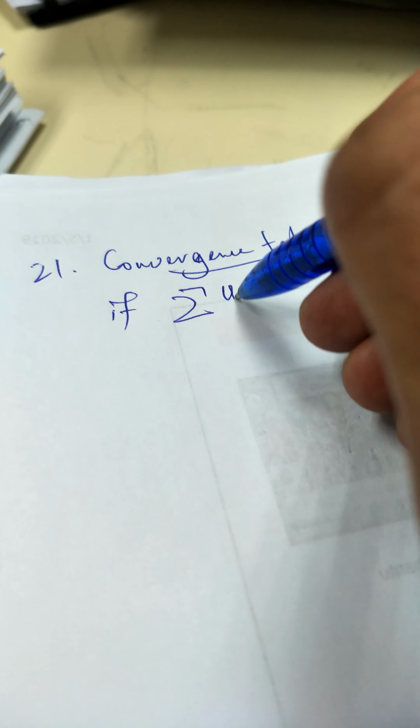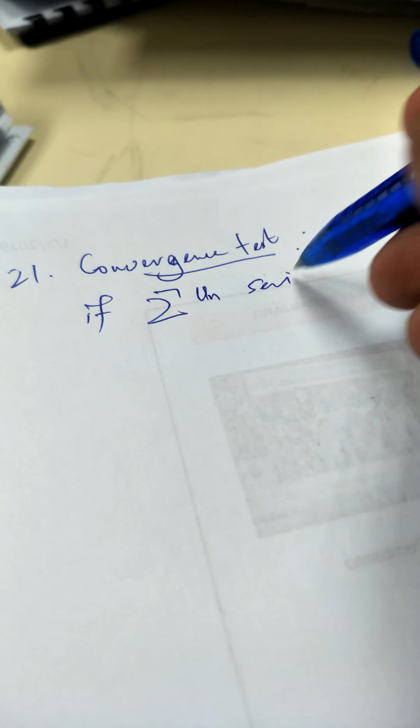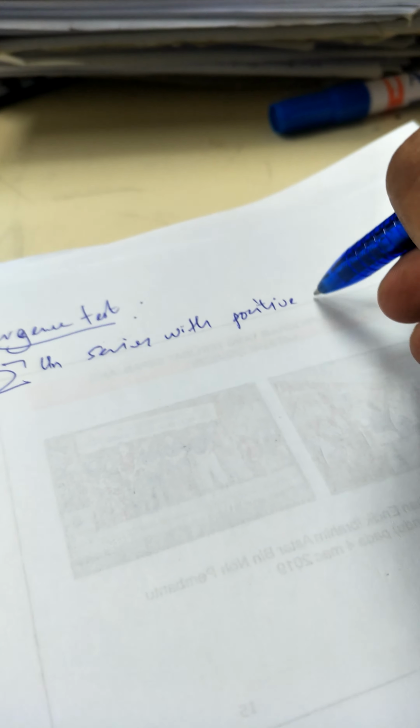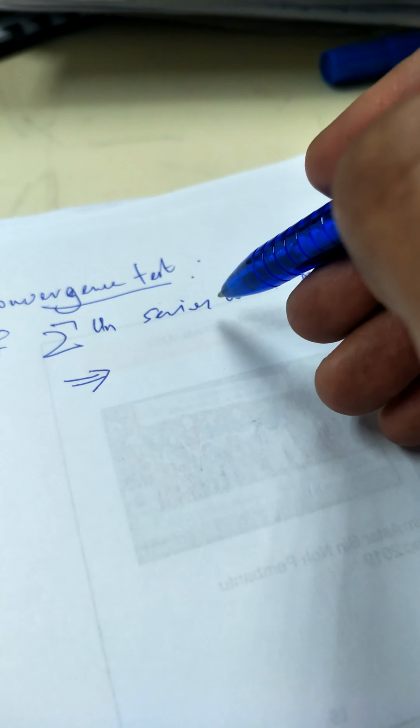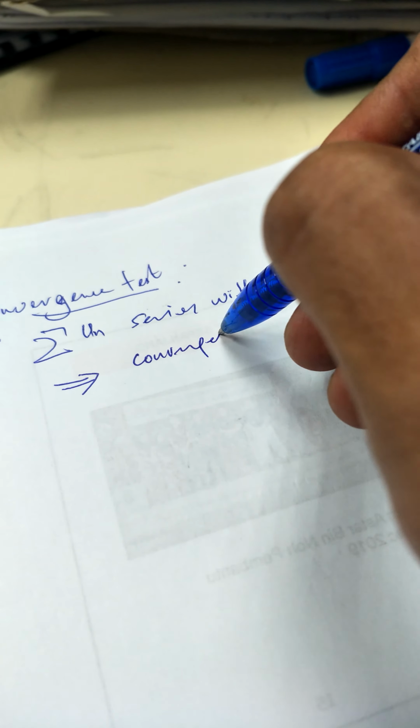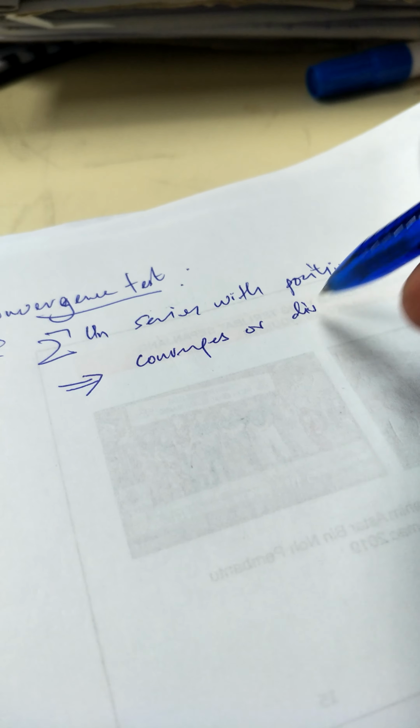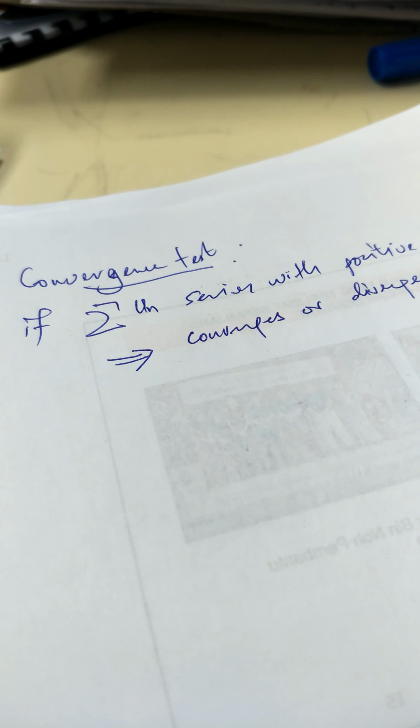If a series with positive terms, then either this series converges or diverges. So that's what we are looking for. Given a series, we want to determine whether that series converges or diverges.